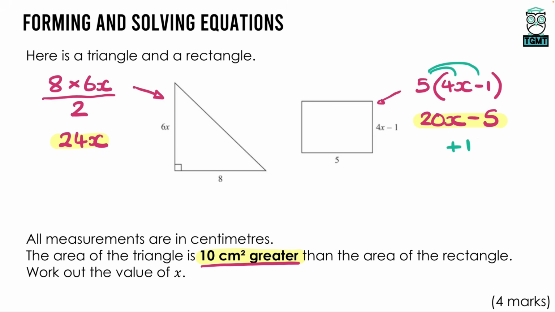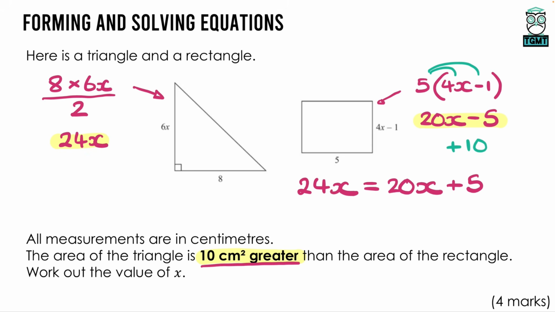Let's add 10 to this right hand side. So if I create an equation now, I have 24x, the area of the triangle, is equal to the area of the rectangle, which is 20x, but I'm adding 10 to that negative 5, so that becomes plus 5. Negative 5, add 10, positive 5. So I now have an equation which is true. We have the area of the triangle is equal to the area of the rectangle plus 10, as the triangle is 10 centimetres greater, 10 centimetres squared greater. I now need to solve this.